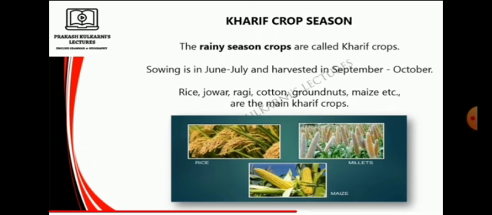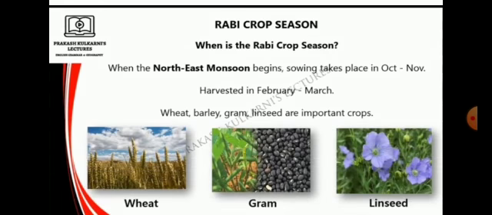Second point, the Rabi crops. When is the Rabi crop season? When the northeast monsoon begins, sowing takes place in October, November, harvested in February, March. Which are the crops? Wheat, barley, gram and linseed are important crops.